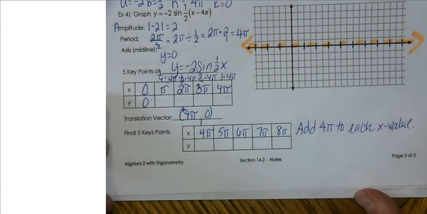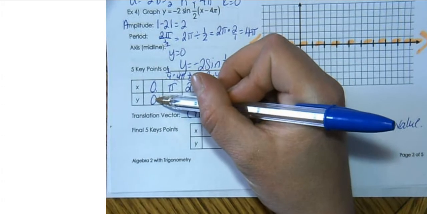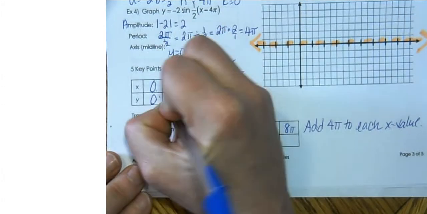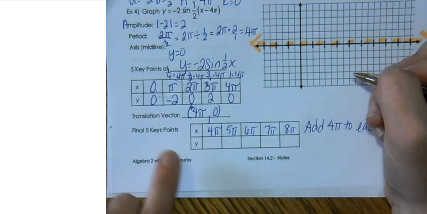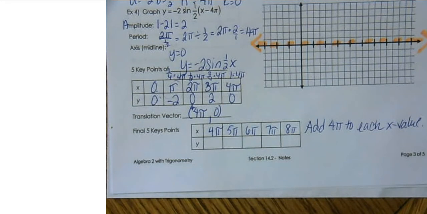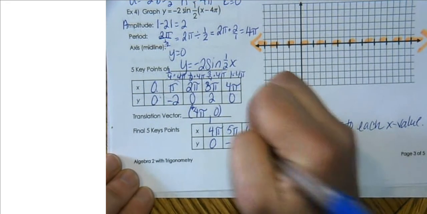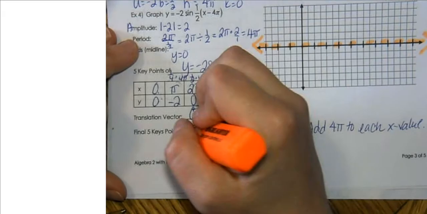And I forgot to put in my y values. Oh my goodness. So because my a value is negative, I'm going to just start at 0. And instead of going 0 up, I'm going to go 0 down. 0 down to negative 2. Back to 0, up to 2, back to 0. And because there is no vertical shift, all of these y values will remain the same. 0, negative 2, 0, 2, and 0. And this last set of ordered pairs is what I'm going to plot.